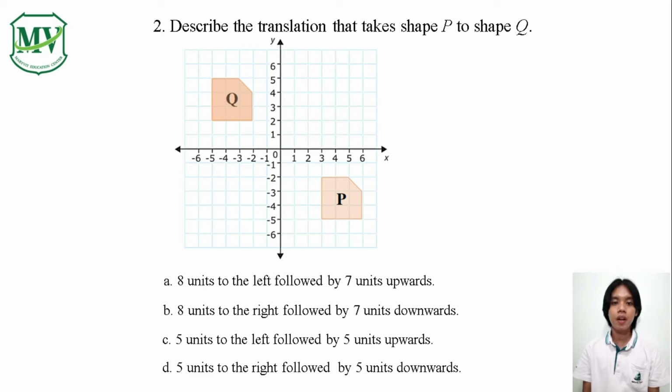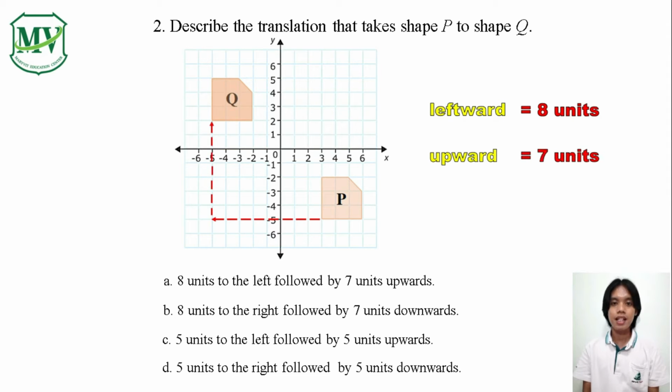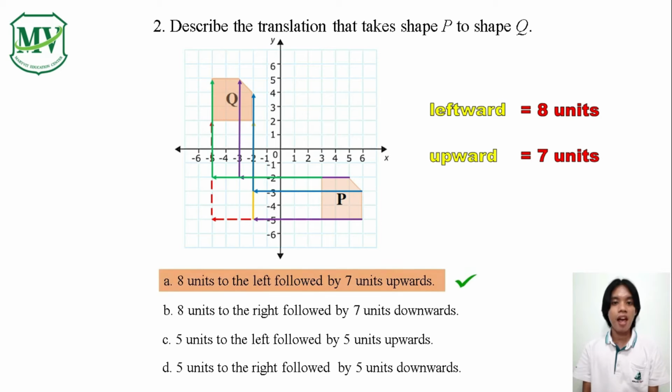To figure out the correct answer, let's take one corner in shape P and see how far it moved to reach its corresponding corner in shape Q. That's 8 units to the left and 7 units up. Now, watch the other corners as they move the same direction through the same distance. All the vertices of shape P moved 8 units going left, then 7 units upwards to form image Q. That gives us the answer to this problem.